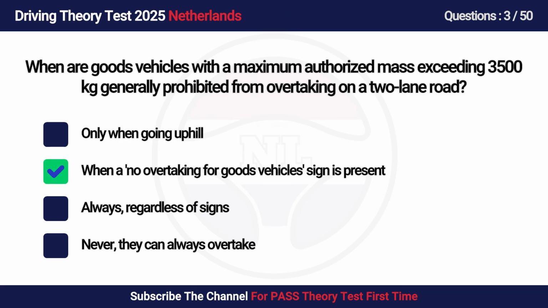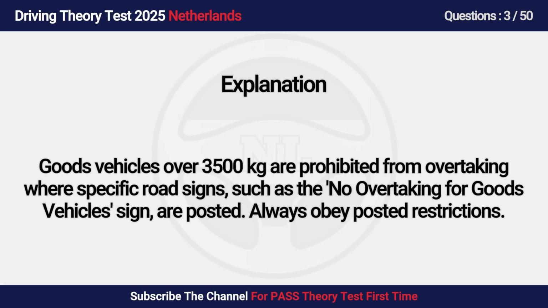Answer is B. When a no overtaking for goods vehicles sign is present. Goods vehicles over 3,500 kg are prohibited from overtaking where specific road signs, such as the no overtaking for goods vehicles sign, are posted. Always obey posted restrictions.